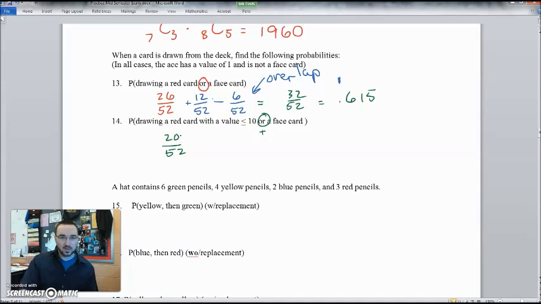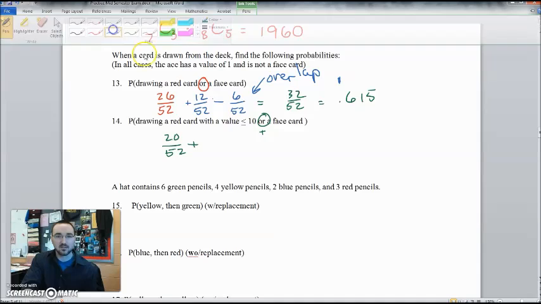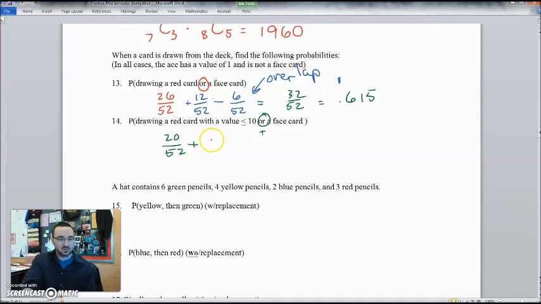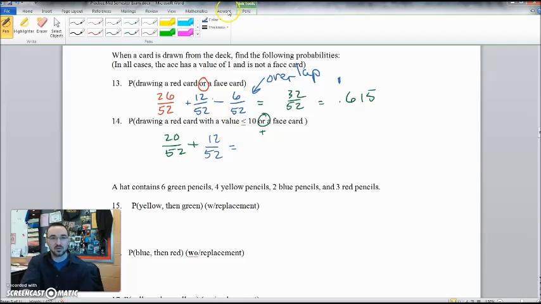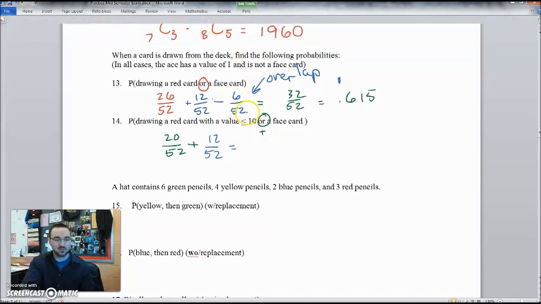Now, what's the probability of drawing a face card? Remember, we're going to add those together. So let's go back to face cards. Face cards, we already said, was 12 out of 52. Do we have values that are less than or equal to 10 that are also a face card? No, so there is no overlap. We don't have an overlap of cards. So we just simplify this out, and it actually turns out being the same probability. So 32 out of 52, which is equal to 0.615.